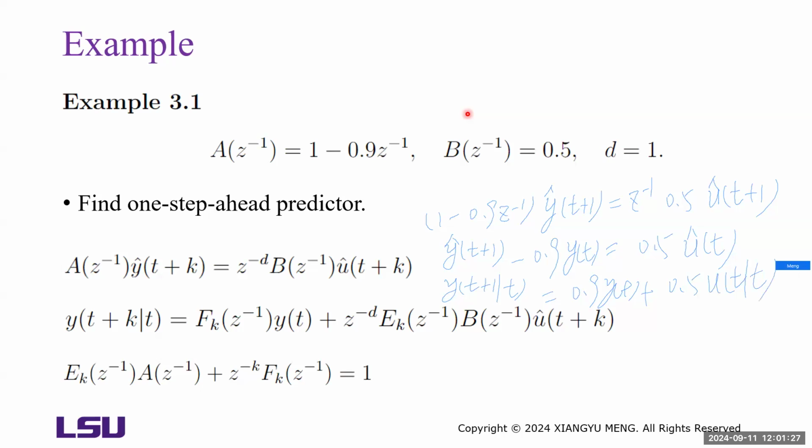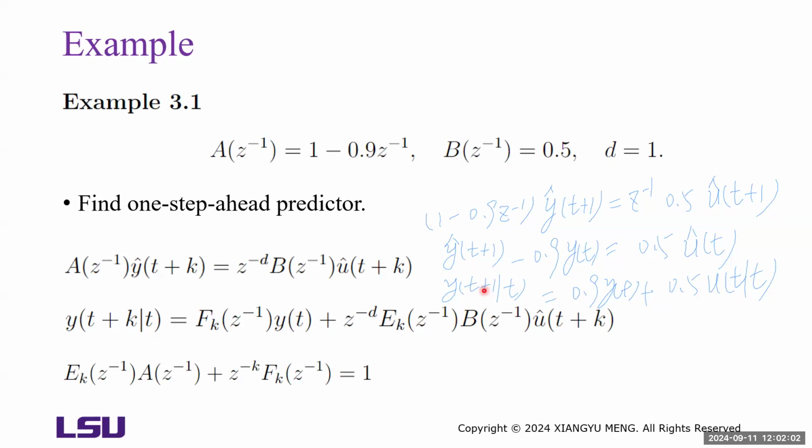u t conditioned on t. As you know, y t is past information, past measurement. The u t is a future input. So we use a past output and a future input to predict the future output at one step ahead. Now let's discuss the second approach.